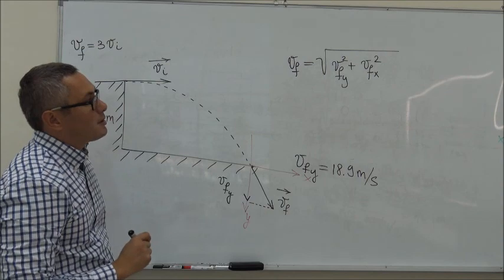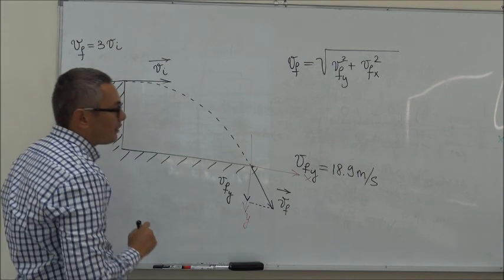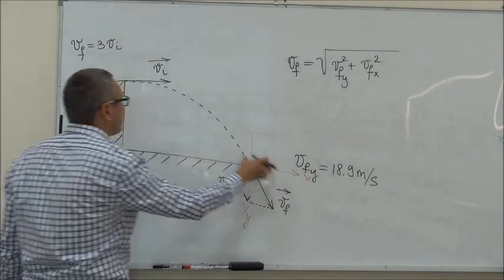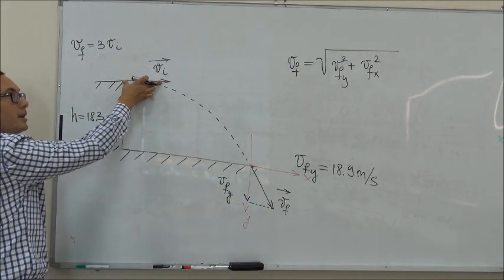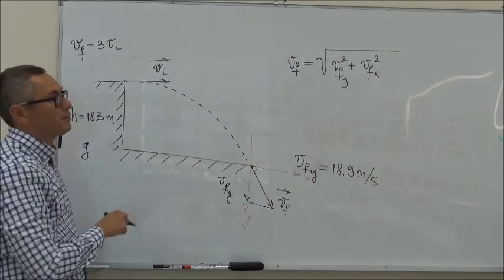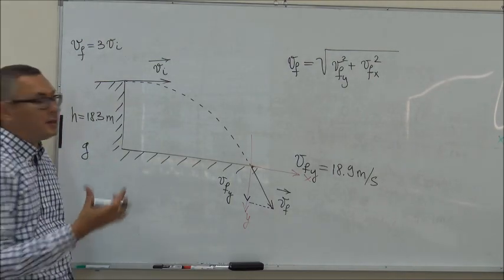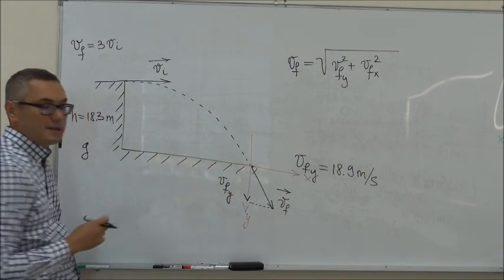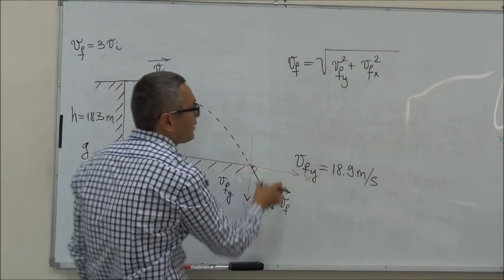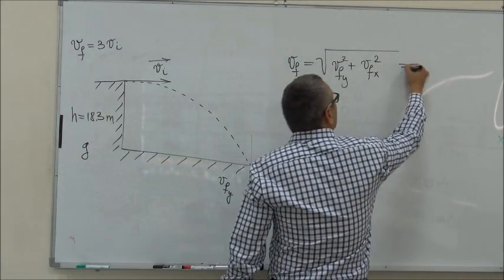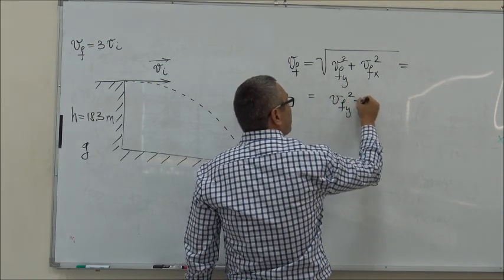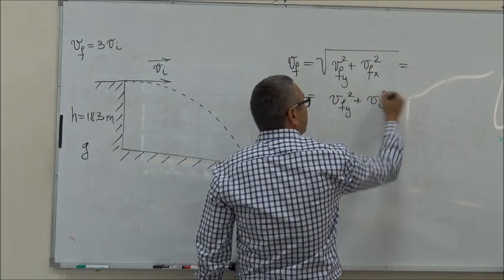Well, what do we know about V final x? V final x, or the x projection of the V final, is the same as V initial, because the initial velocity is exactly horizontal, and in the horizontal direction we don't have any acceleration, so the x component stays the same. So in other words, V initial is equal to V final x. So we can say that V final is equal to the square root of V final y squared plus V initial squared.